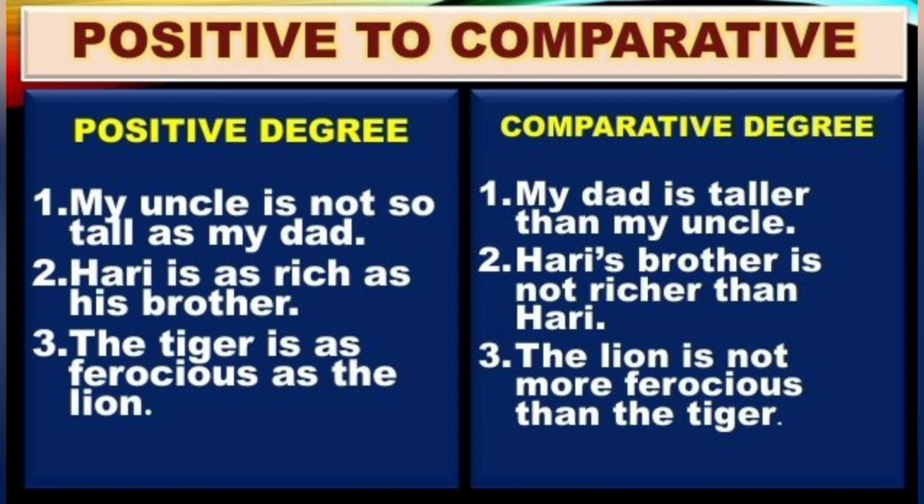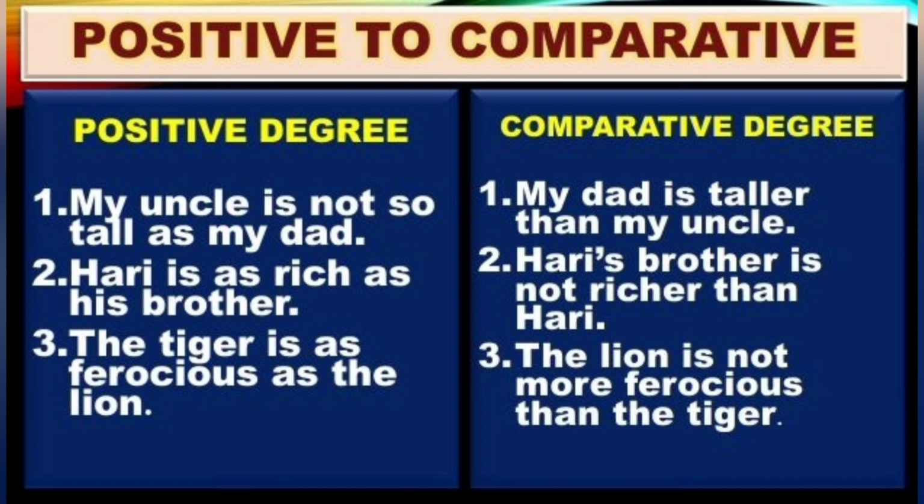Okay, let's go to the third example. The tiger is as ferocious as the lion. So the first part, the tiger, is the subject, "is" is the verb, "as ferocious as" is the adjective form, and the lion is the rest. Fourth part, therefore the lion should be taken to the beginning of the sentence. As it is a positive sentence, in comparative degree, we need to introduce a negative part, "not". Therefore, the lion is not.